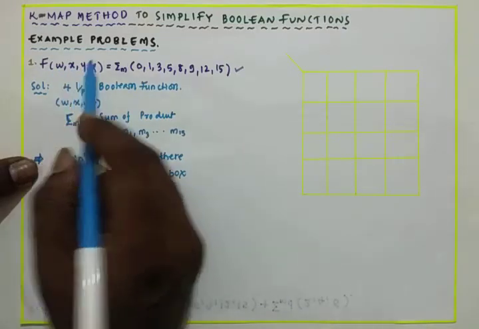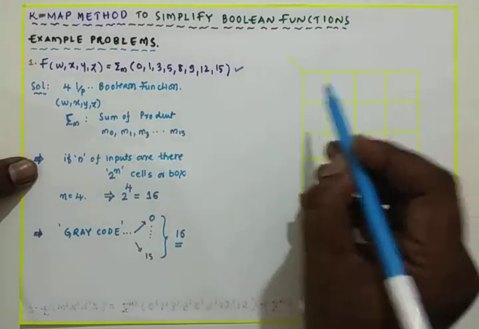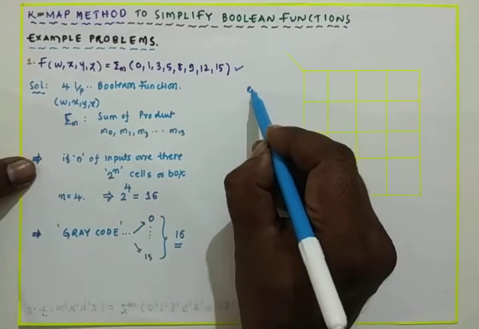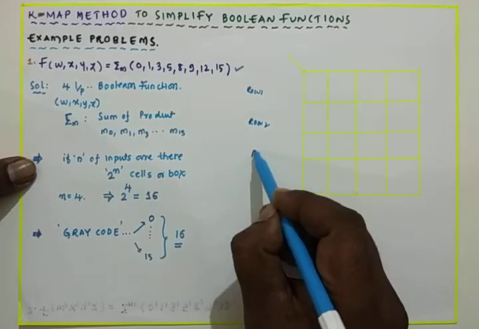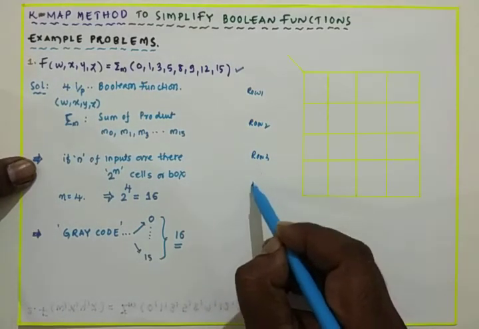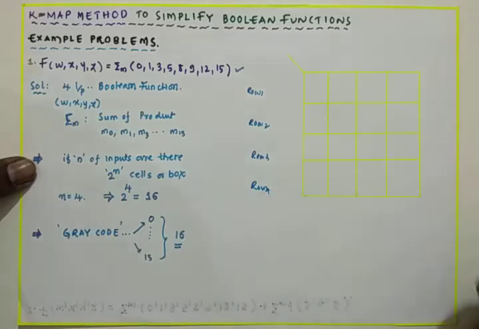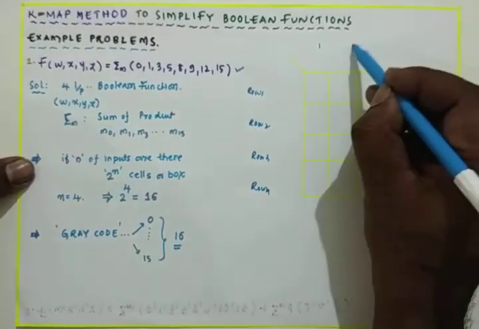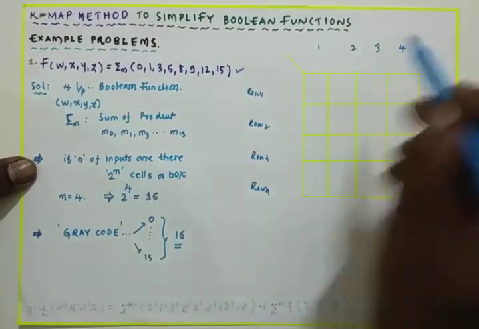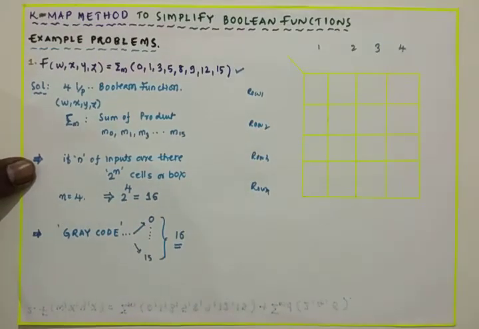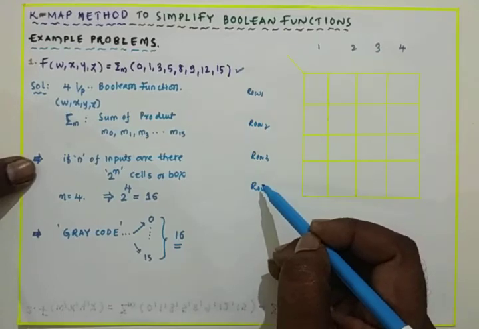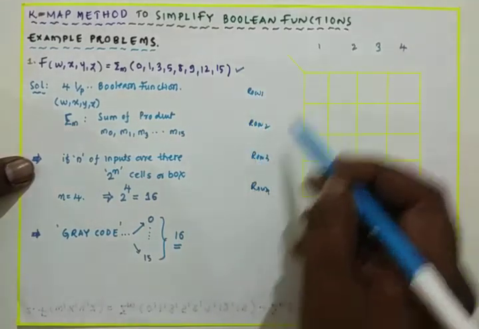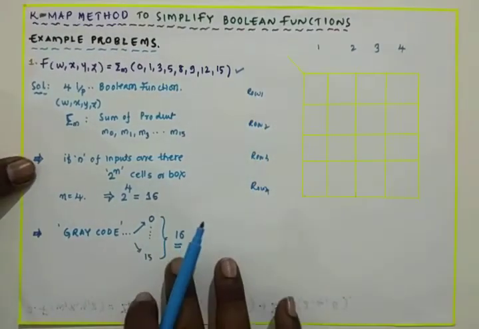W, X, Y, Z. See this one. How many rows are there? This is row 1, this is row 2, this is row 3, this is row 4. How many columns are there? Column 1, column 2, column 3, column 4. 4 rows are there, 4 columns are there. So here we require 4 rows, and here we require 4 columns.